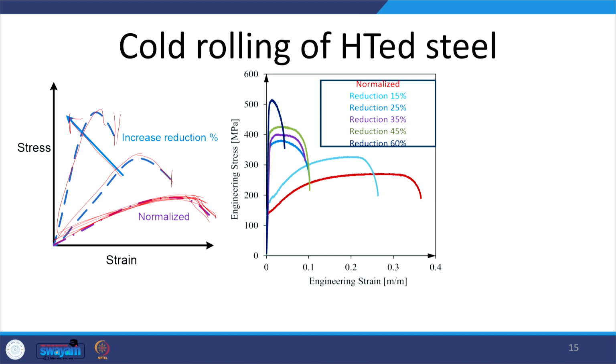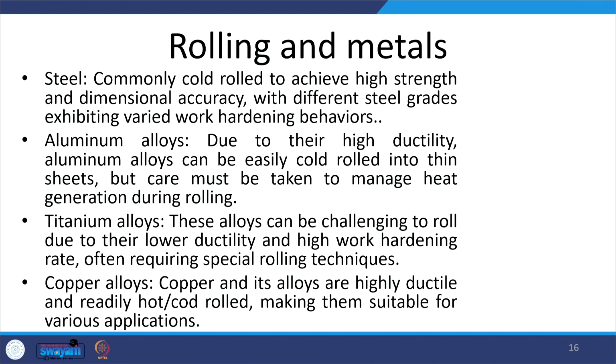This is a typical example of steel in normalized condition, when subjected to the increasing amount of the reduction percentage. Say this is for the normalized steel, then we are having it for the 15% reduction, then 25% reduction, 35% reduction, 45% reduction and 60% reduction. So, 60% reduction will be causing the significant increase in the yield strength and the strength of the material, but coupled with a significant drop in the ductility or the engineering strain that is realized.